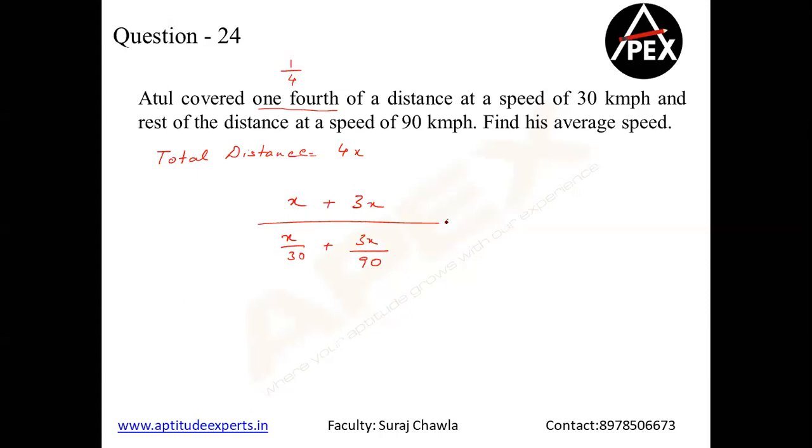If you observe, your x will get cancelled from the numerator and denominator. So let me write it as 4, and this becomes 1 by 30 plus again 1 by 30. So that becomes 4 into 30 divided by 2, which is going to be nothing but 60 kilometers per hour. That will be your average speed.